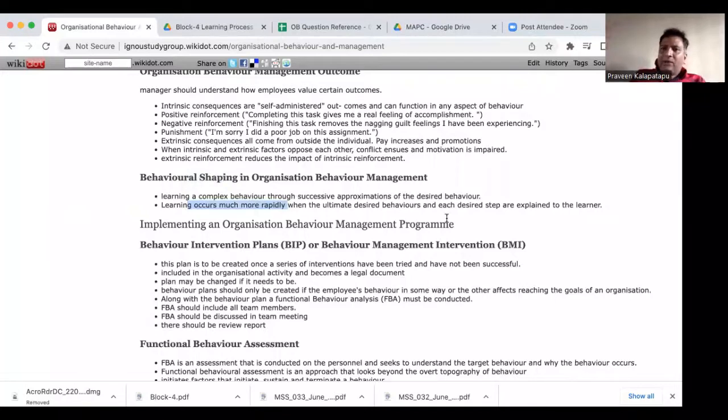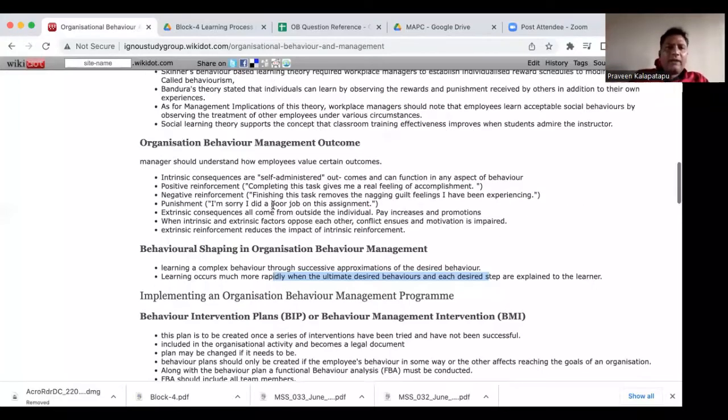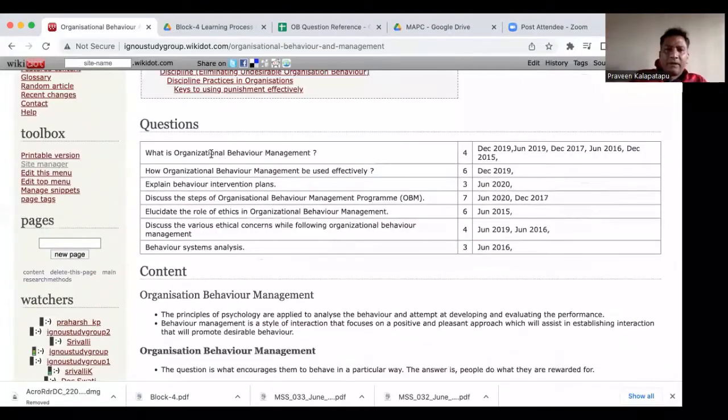At each desired step, you need to make it very explicit what exactly the desired behavior is, so that the learner can go towards that step. For each step you are going to make it explicit. Even though the entire part is not clear, for each step there is a clarity that people have, and they keep on moving towards it. That is what shaping is.